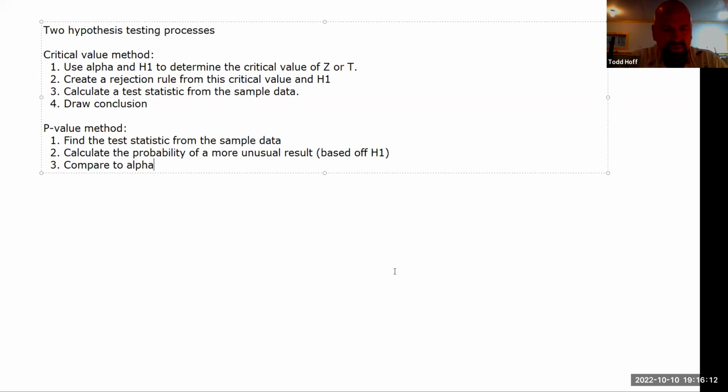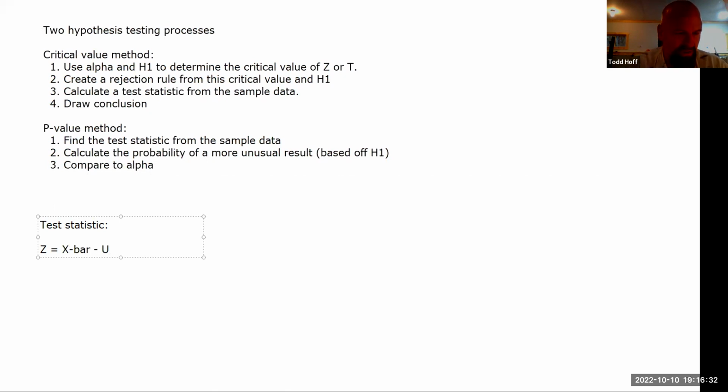Well, let's show you what I mean here. So the test statistic for a mean is just a z-score. So z is equal to some sample value, x bar, minus the mu, the population mean. In this case, it would be the hypothesized mean from the null hypothesis, divided by the standard error. So that's sigma, the population standard deviation, divided by the square root of the sample size, n.